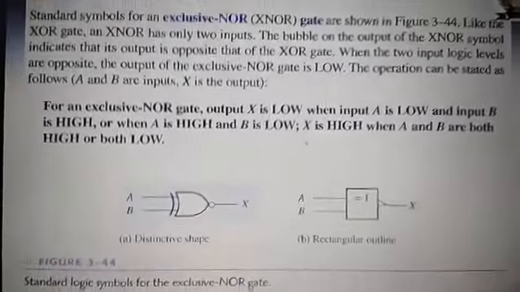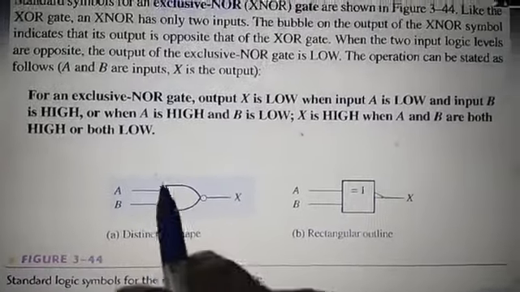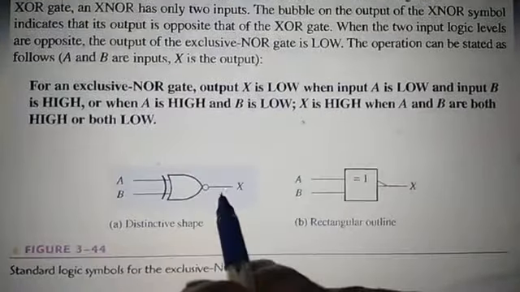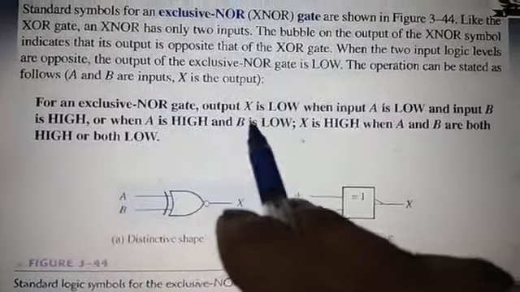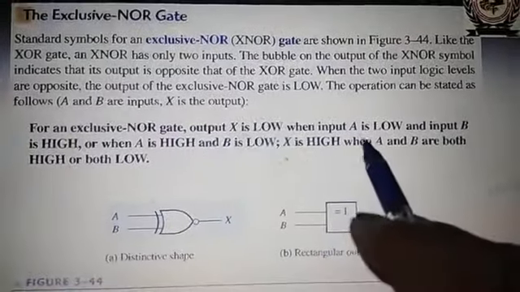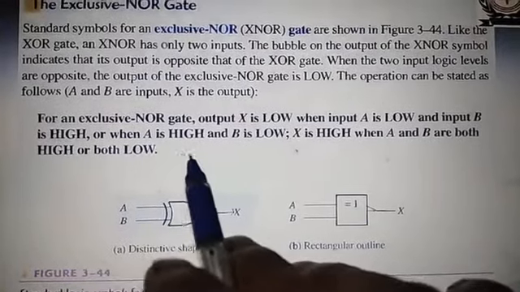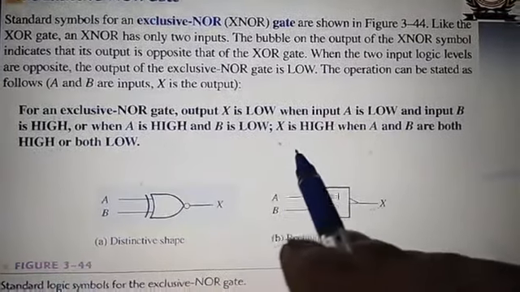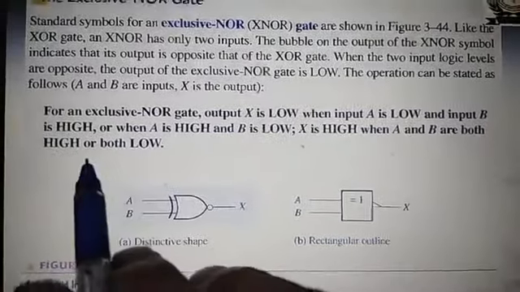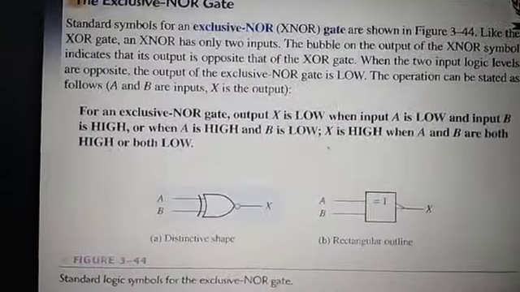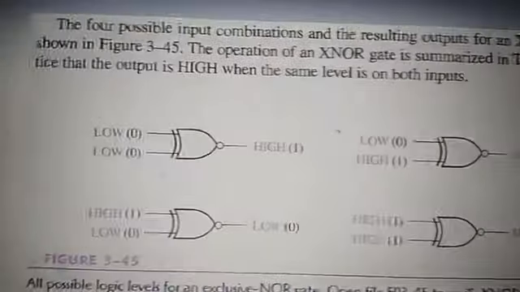And similarly, you can prepare the exclusive NOR gate, just opposite of this one. This is XOR followed by NOT gate. For an exclusive NOR gate, output X is low when input A is low and input B is high, or when A is high and B is low. X is high when A and B are both high or both low. So this is the XNOR gate, and this is the operation of the XNOR gate.